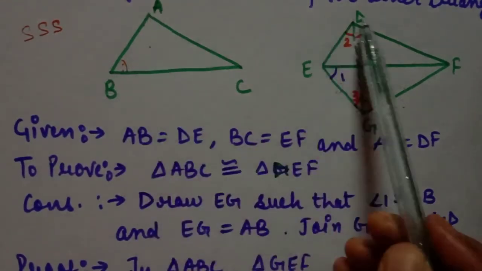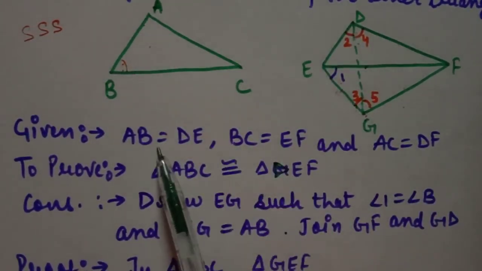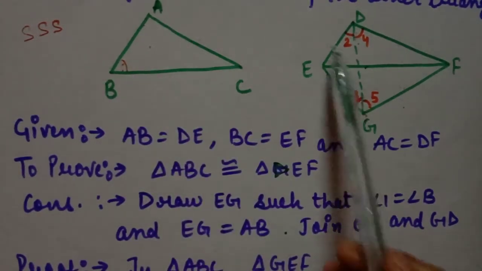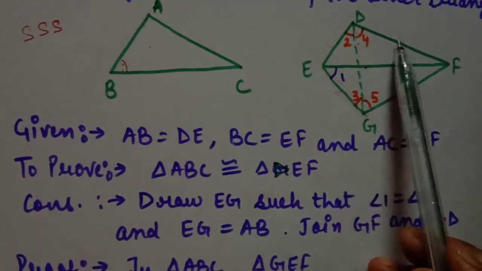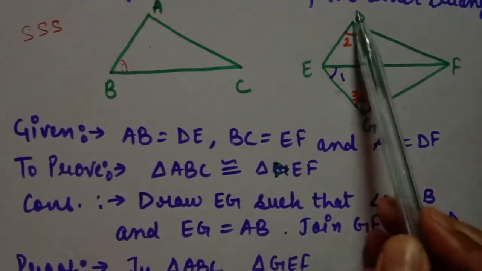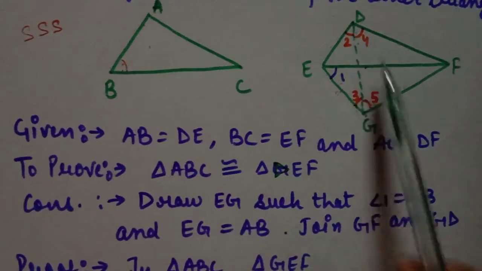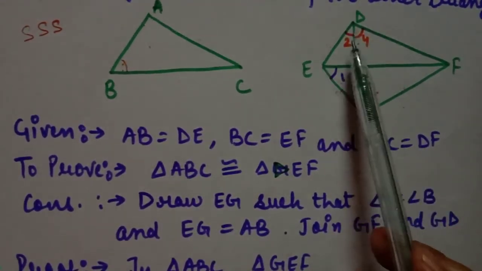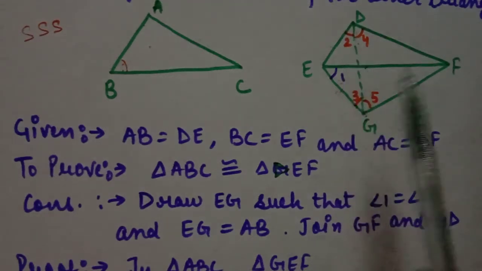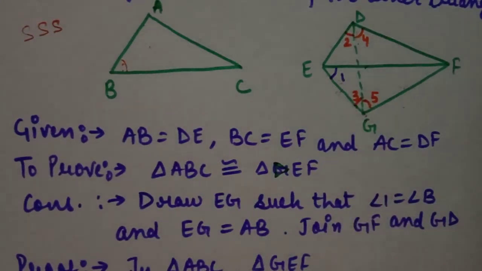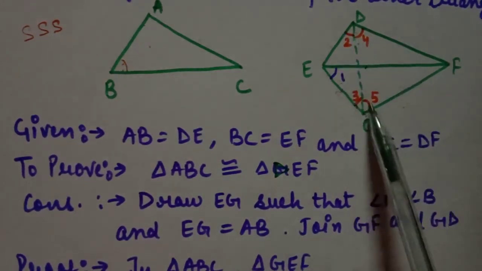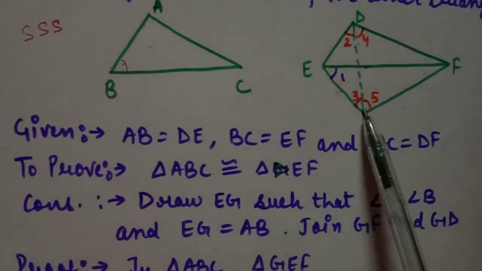Similarly, AB is equal to DE given, but AB is equal to EG also by construction. So these two sides are also equal. In triangle DFG, these two sides are equal, then these two angles are also equal. In triangle DEG, if these two sides are equal, so the base angles are also equal by the theorem 7.2. So we will add them. This complete angle is equal to this complete angle. It means D and G are equal to each other.